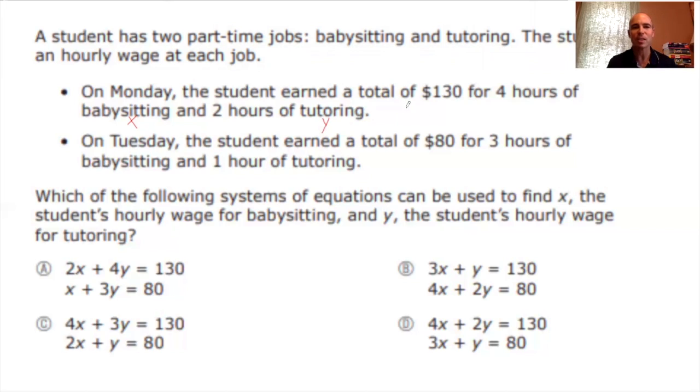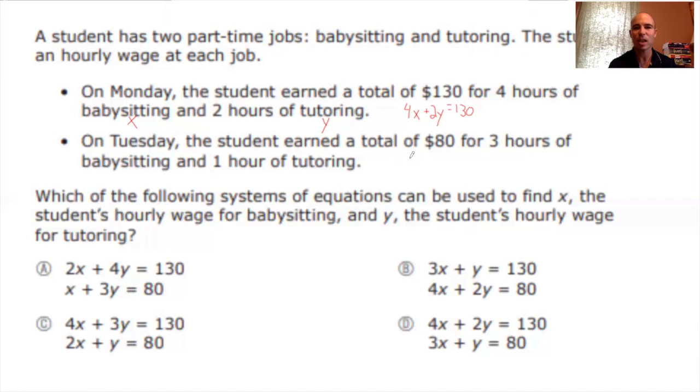If I was going to write this in an equation, I would say 4 times x. So 4 hours times however much he or she gets for babysitting, right? Plus 2y, 2 times however much she gets for an hour of tutoring, equals 130. So that should be one of our equations. Okay. All right. So we can look and see which one that fits, but let's just do both of them here.